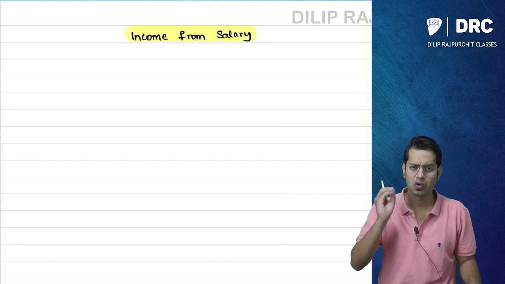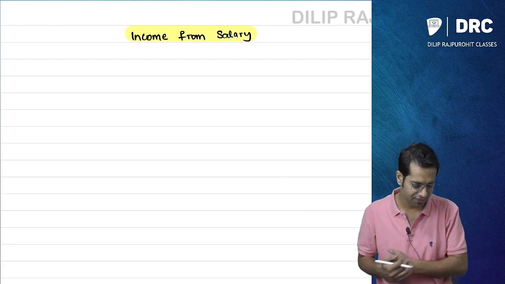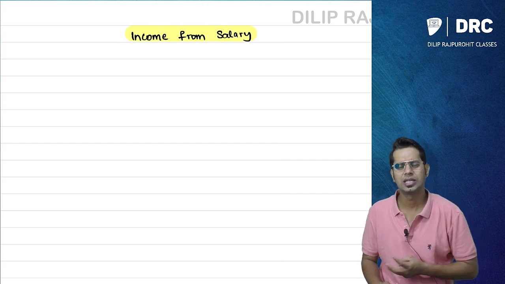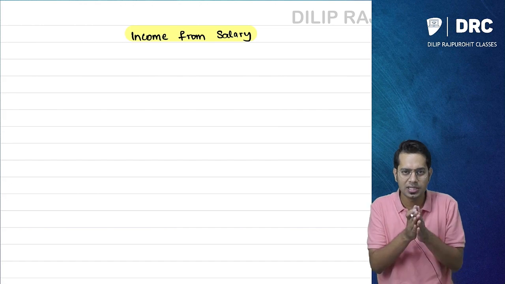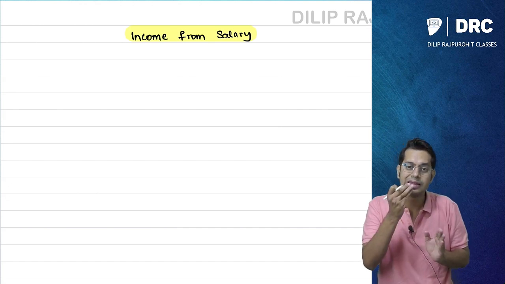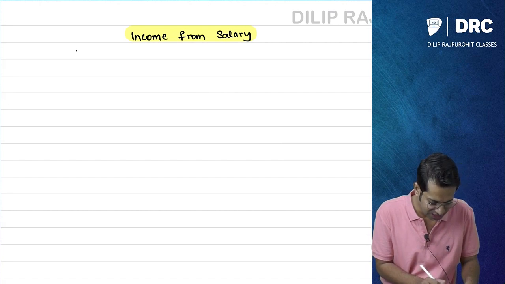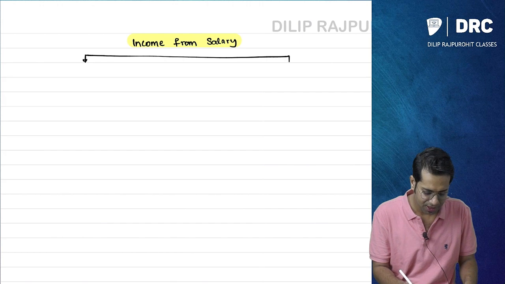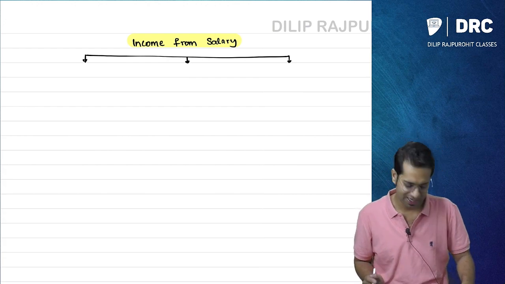From your exam point of view, it is very important. You have very good weightage in your examination at intermediate level. Very simple topic, because this is the only topic under your entire law which has only 3 sections. You don't have to study a lot of things over here. If you study these 3 sections, then this topic will be completed.